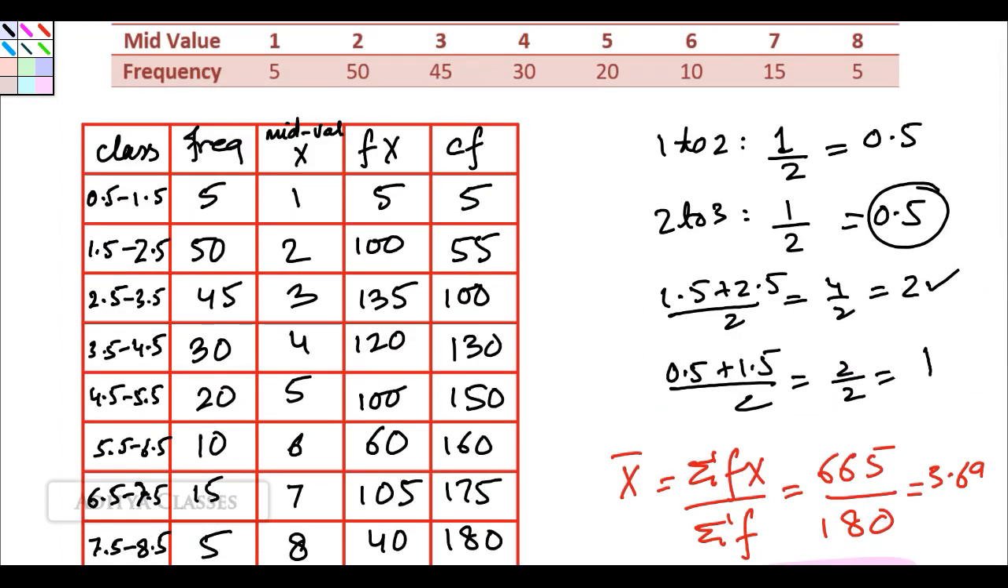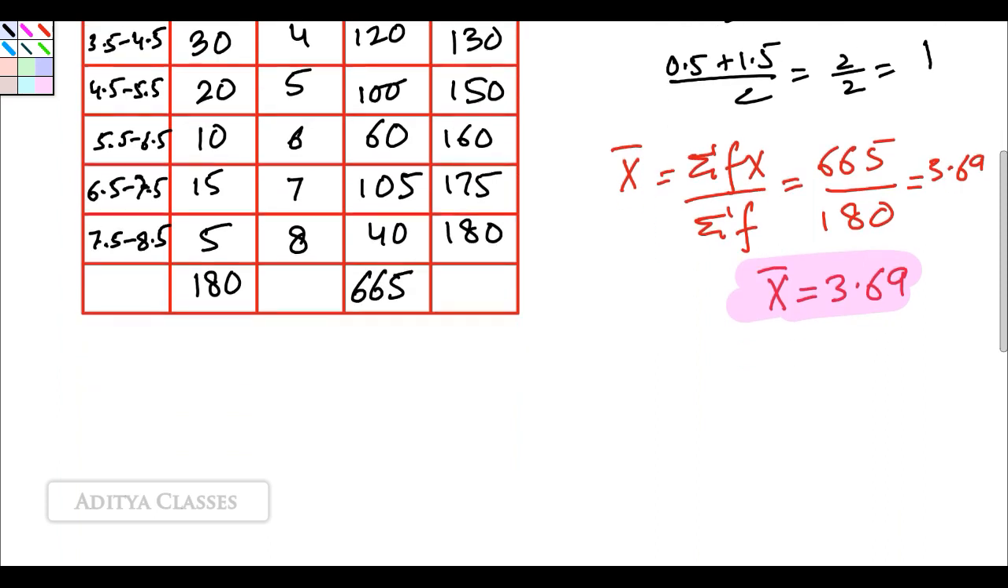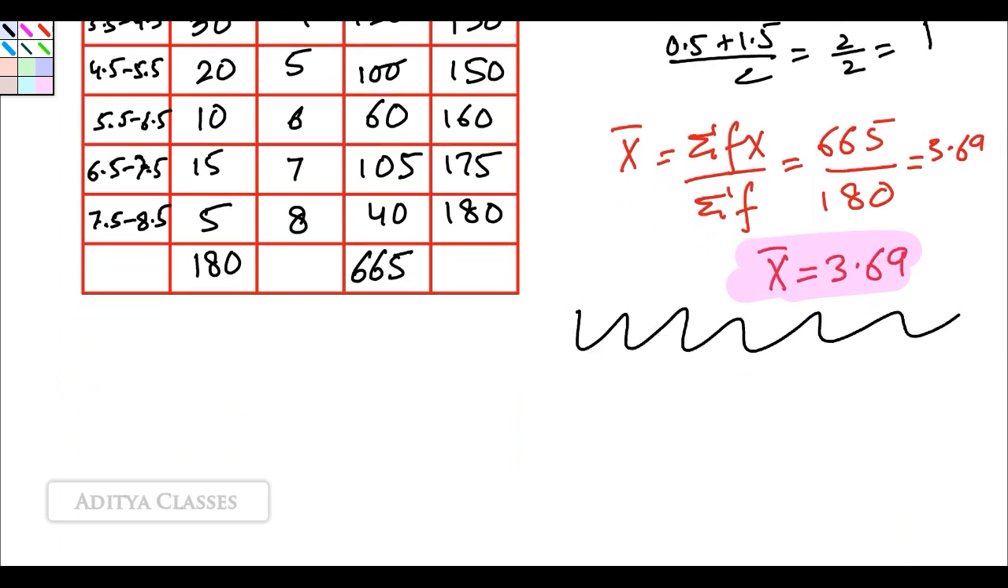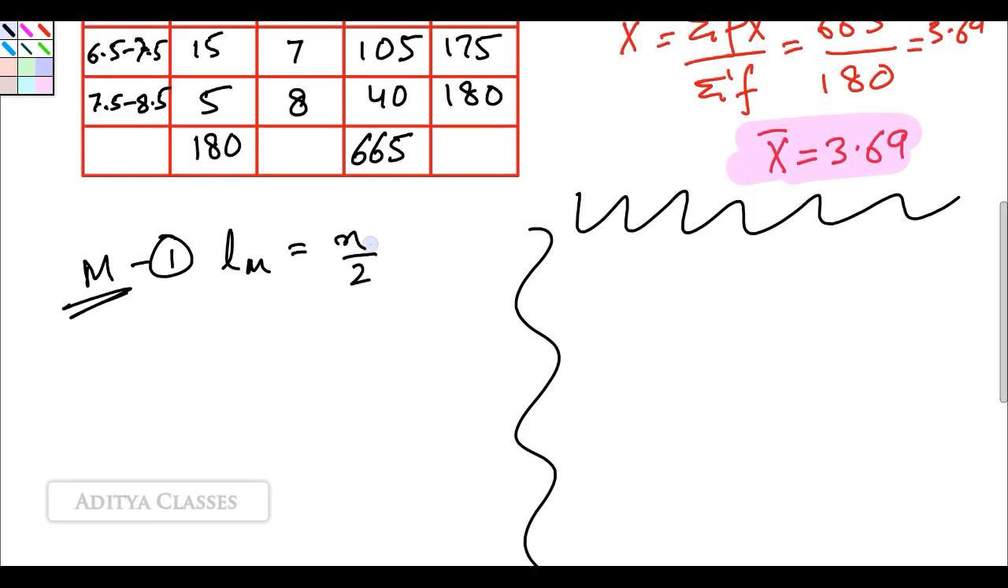Remember the final value of cumulative frequency is always equal to total of frequency. If by any chance these are not similar, then we are doing something wrong. Anyways, for median, first task that we do is find LM. LM is n by 2, which in our case becomes 180 upon 2, that is 90. So what is LM? LM is location of median, and in our case it is 90th location.